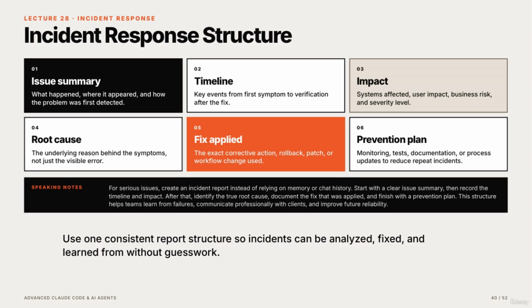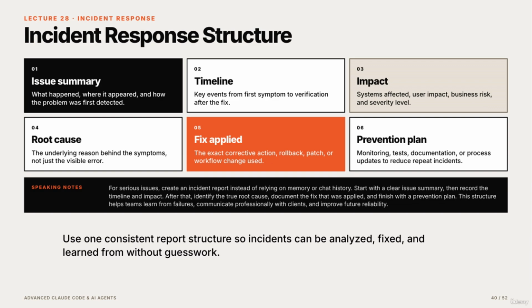Then, assess the impact by identifying which systems were affected, how users were impacted, what business risks were involved, and the severity level of the incident. This gives context on the urgency and scope of the issue. After that, determine the root cause. It's important to find the underlying reason behind the symptoms, not just a visible error, so that the problem can be addressed at its source. Document the fix applied, specifying corrective actions taken, whether it was a rollback, patch, or a change in workflow. This clarity helps when reviewing what was done to resolve the issue.